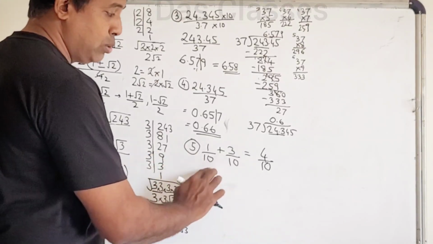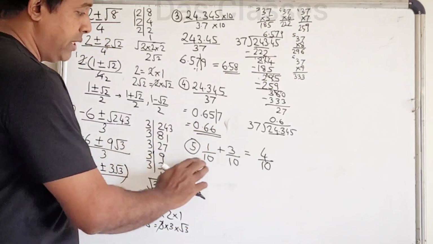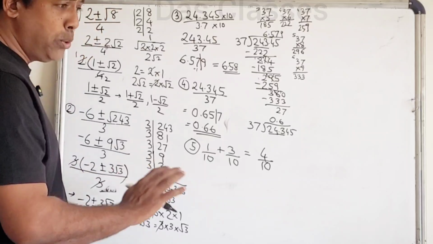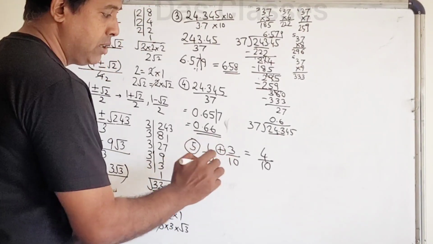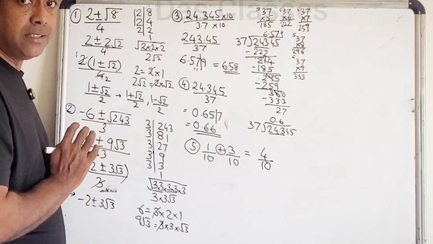Students add this also, 10 plus 10, they write it as 20. Or 10 into 10, they write it as 100. Don't do all those things. In case of plus or minus, you will keep the denominator as it is.